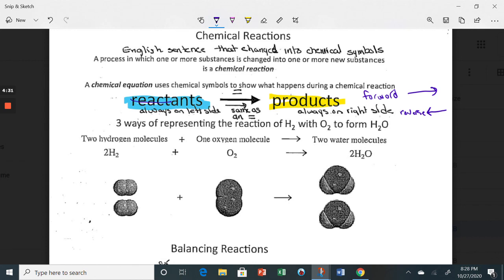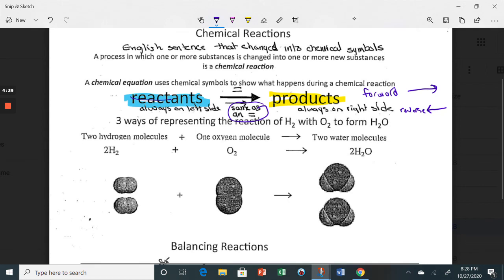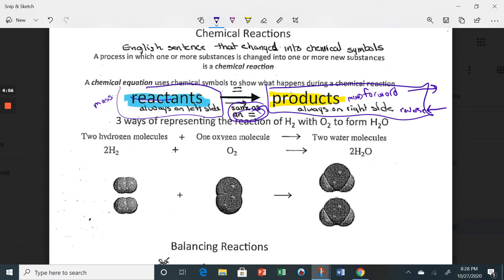Now, in a chemical reaction, the arrow is the same as an equal sign, because the mass you have over here, all the little atoms added up, will equal the mass over here. That's where we say we have this equal going on. The stuff on this side has to equal the stuff on this side, whether you're going forward or reverse.